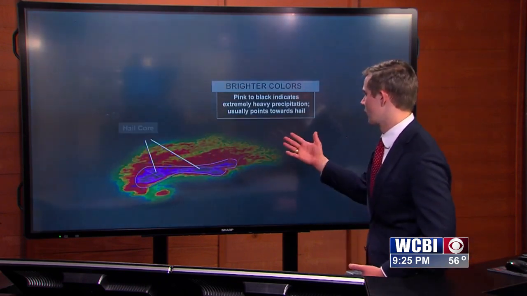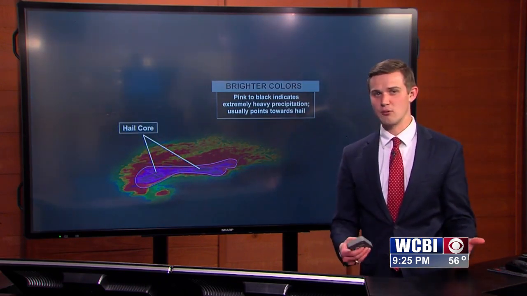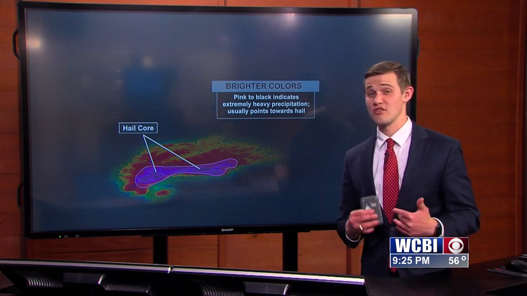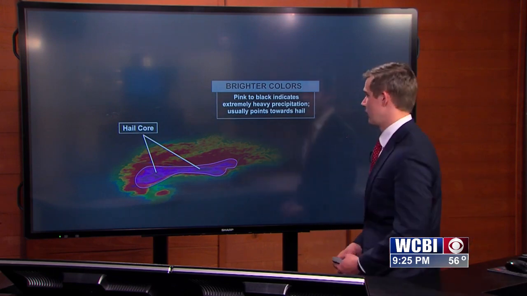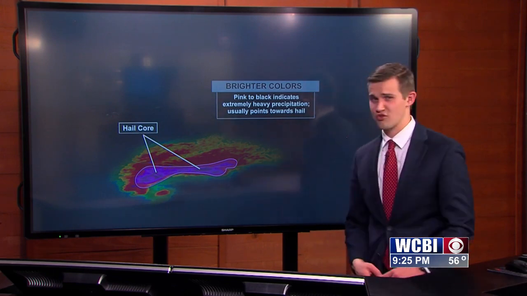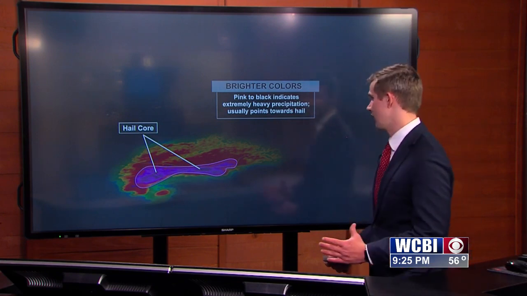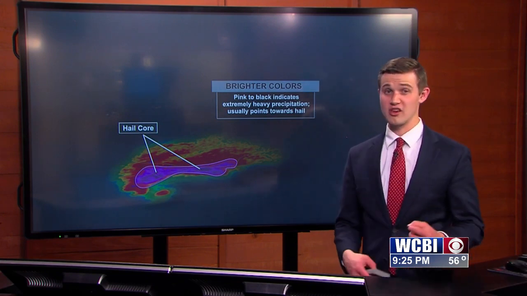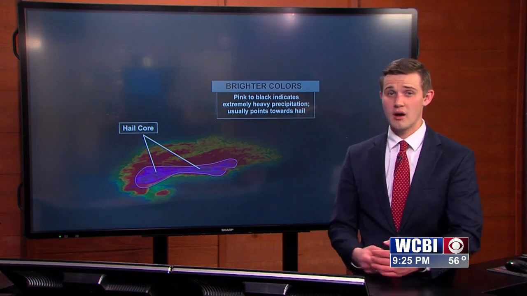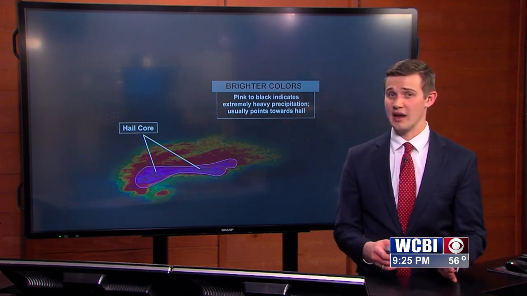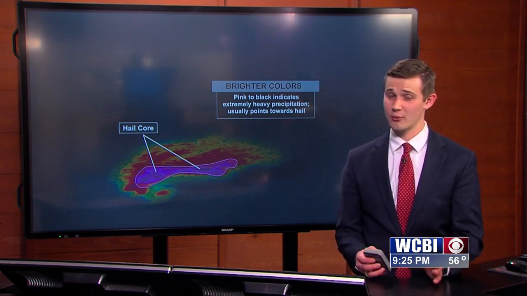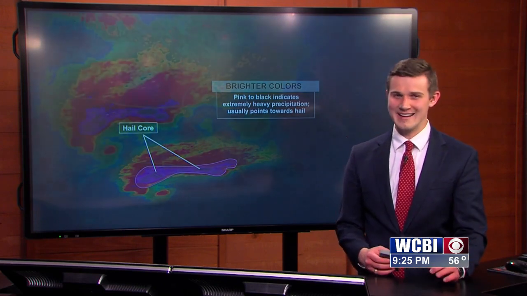This number one here, brighter colors. When you're looking at radar and you see those reds and you start to see those pinks, not a good sign, because typically pink to black indicates extremely heavy precipitation, and in many cases usually points towards the development and falling of hail. So if you ever see pinks and blacks specifically on the radar, probably a good idea to go inside.